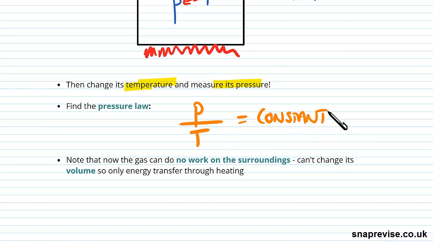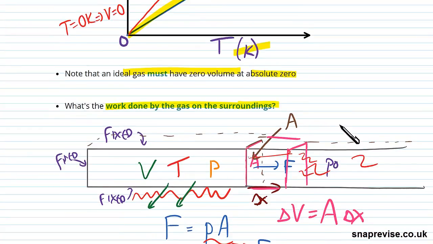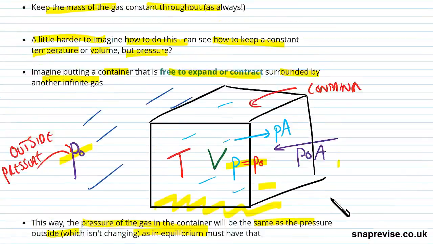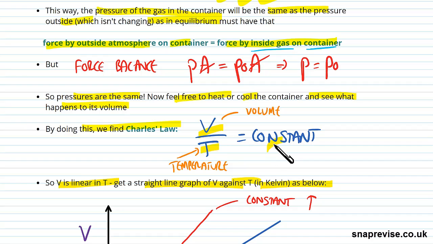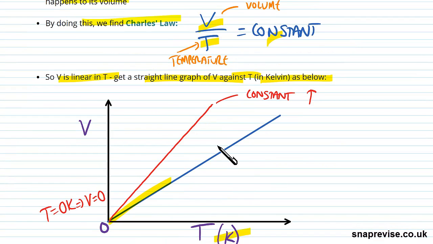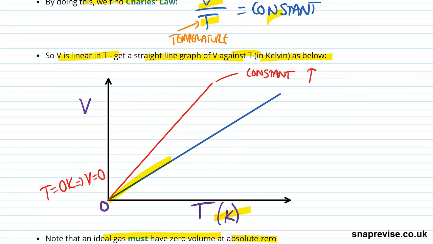So again, it's very similar to our example from before, where we had that V over T was constant, in terms of what it actually looks like. So we found that Charles's law was that V over T was constant, and we see that we get this straight line of V against T. Well, in this case, for the pressure law, we get a straight line of P against T.